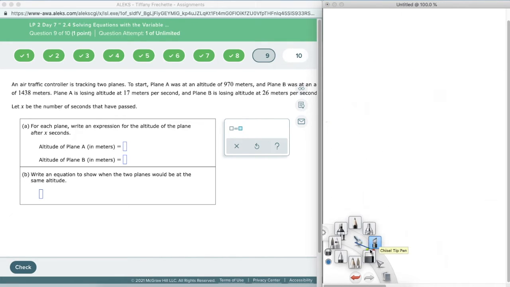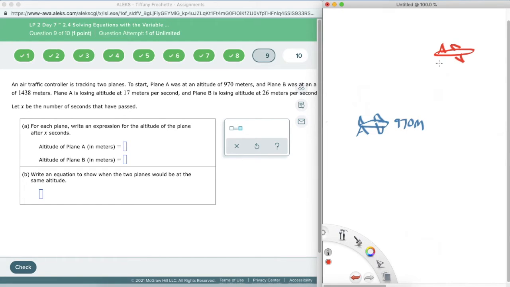So an air traffic controller is tracking two planes. To start, plane A was at an altitude of, let's see, I'm going to go plane A, and I'm not real great at drawing planes here, but we'll go with plane A. I'm going to put A off to the side here. He was at an altitude of 970 meters. And plane B, so here's plane B, was at an altitude of 1,438 meters. So a little bit higher there.